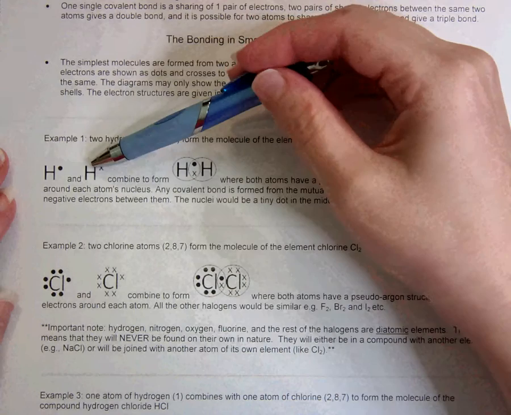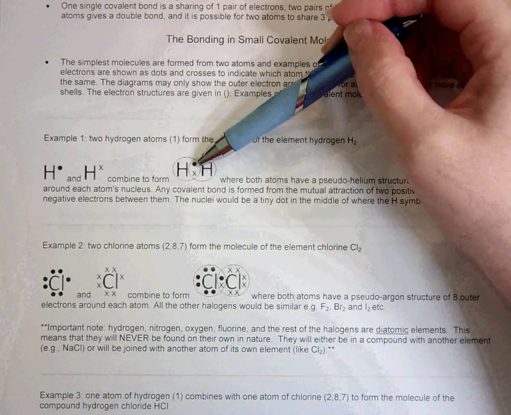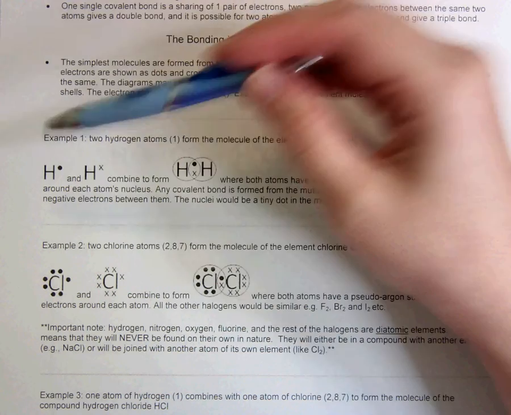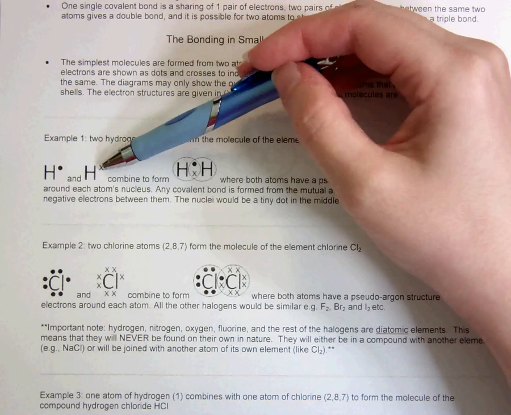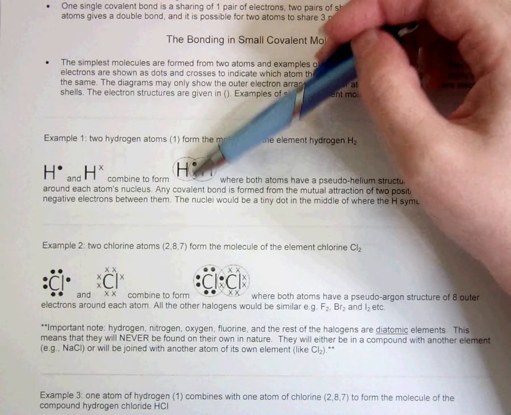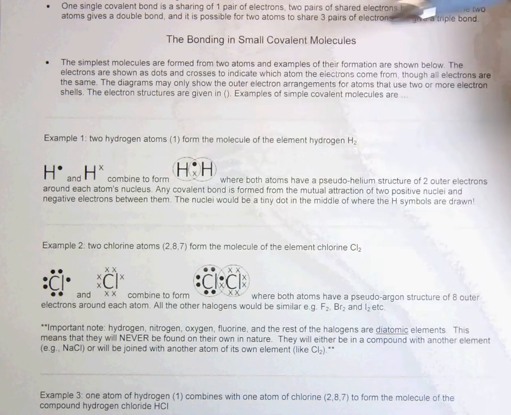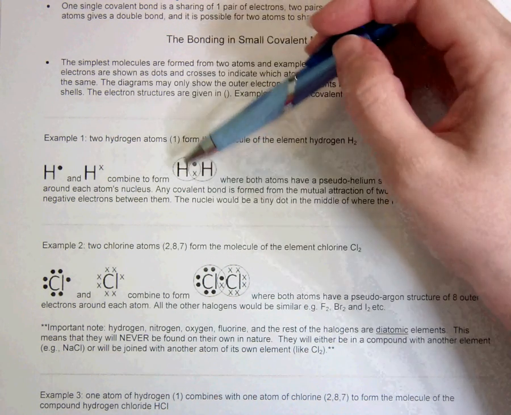Here we have 2 hydrogens coming together. Remember, hydrogens are happy when they have 2 outer electrons. So since this hydrogen has 1 to share and this one has 1 to share, then if they are both sharing that 1 electron, then they both are going to be stable with those 2 outer electrons that they're sharing.